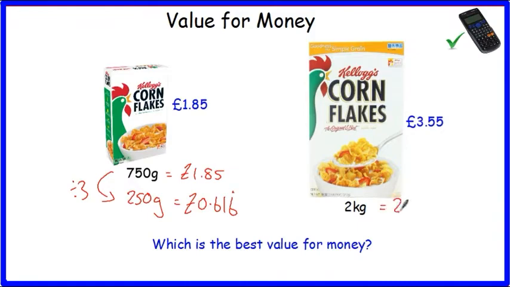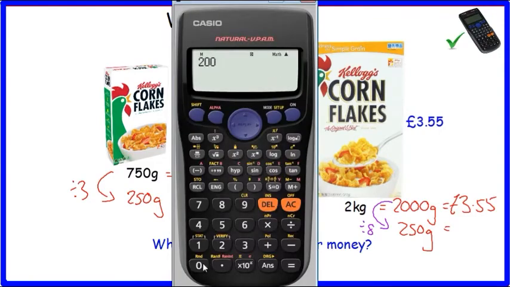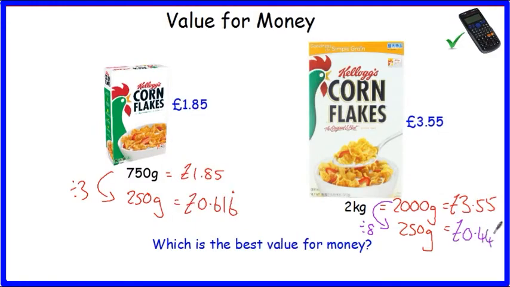2 kilograms is 2,000 grams, which is equal to £3.55. So 250 grams is going to be divided by 8. And if you want to show it, take 2,000 divided by 250 to give you that 8. So it's going to be 355 divided by 8, which is 44. It doesn't really matter what comes after that, because I can see quite clearly that 44p is less than 61p. So the big box, the 2 kilogram, is best value.